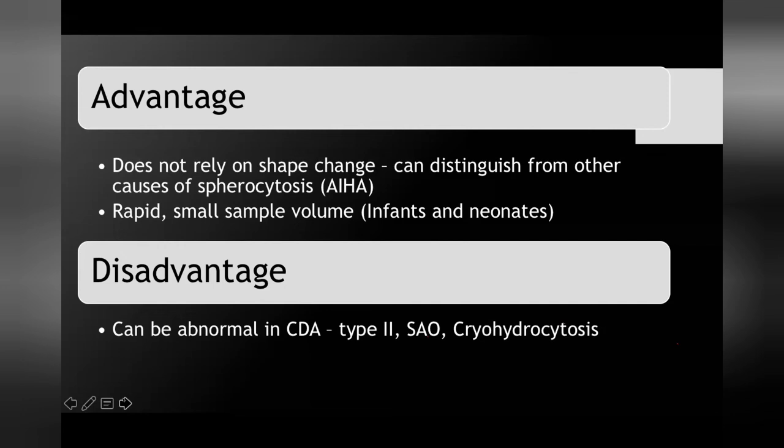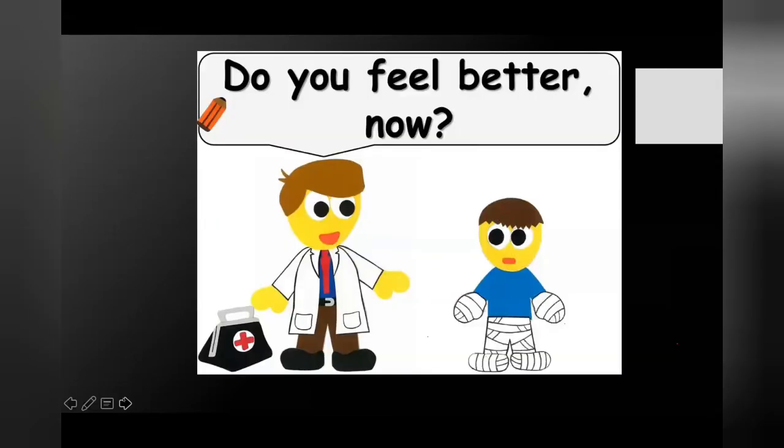The test can also be abnormal in CDA type 2, Southeast Asian ovalocytosis or cryohydrocytosis, but these diseases can be differentiated from hereditary spherocytosis simply by looking at the smear findings.